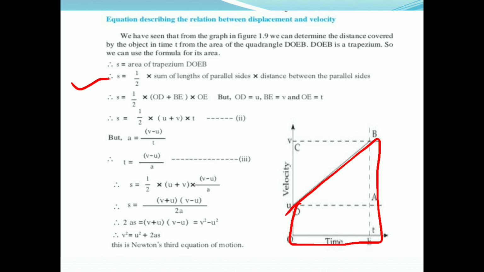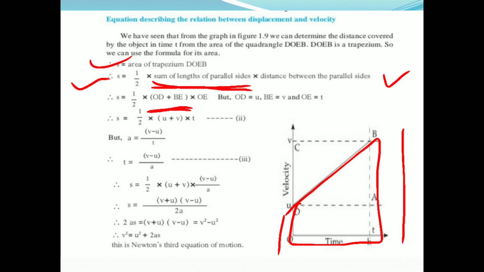S is equal to area of the trapezium. S is the distance. S is equal to half into sum of the length of parallel sides into distance between the parallel sides. This one is the formula for the area of the trapezium. Now, sum of the length of the parallel sides. Which are the parallel sides? OD and BE are the parallel sides. So sum of the parallel sides, that means OD plus BE, into distance between the parallel sides. Distance between the parallel sides is OE, this one is O to E.